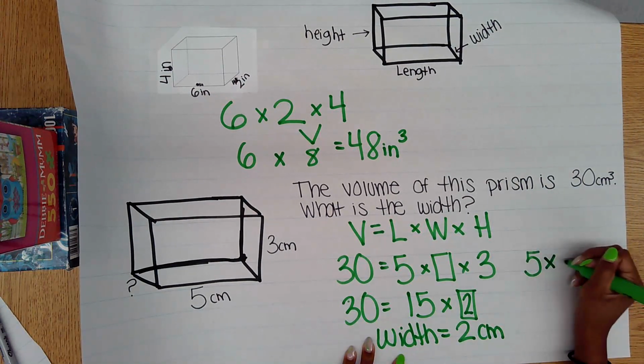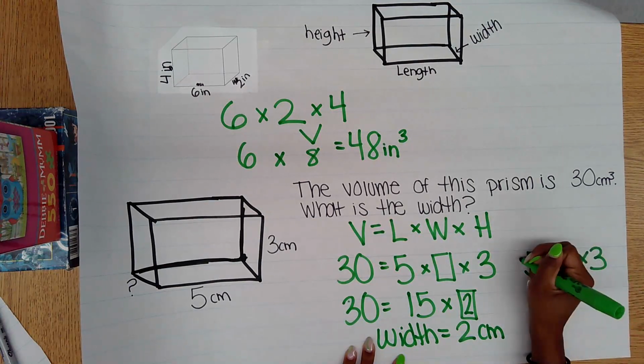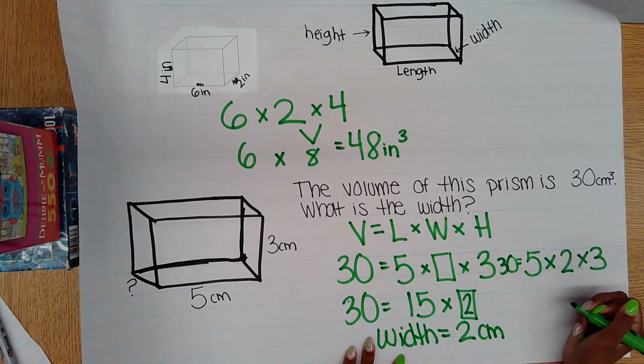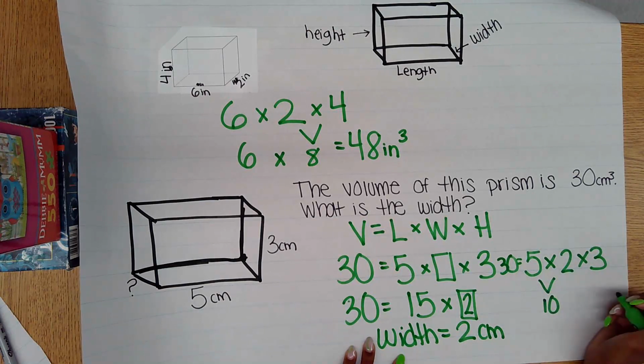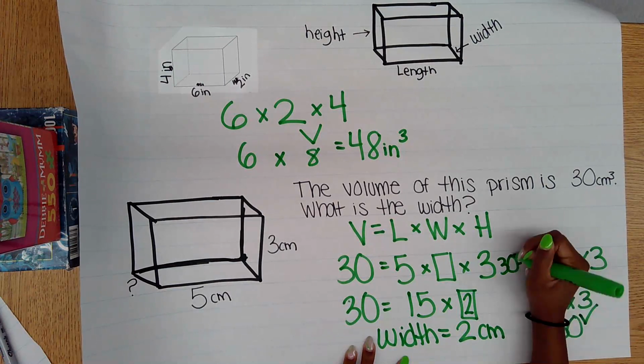If I wanted to check my work, I could plug it back into the equation. So I would end up with 5 times 2 times 3, and this should give me 30. 5 times 2 is 10. Bring down my times 3, and I got my 30.